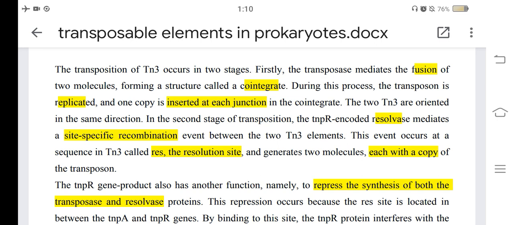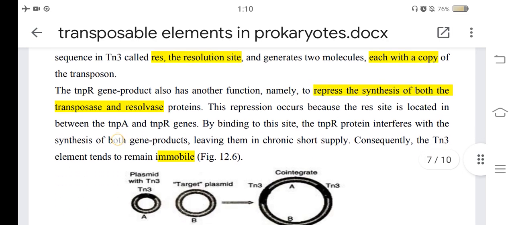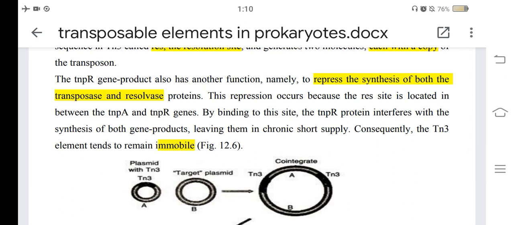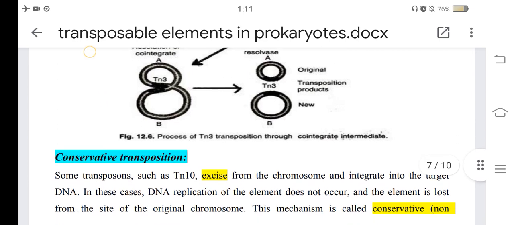copy of the transposon. The tnpR gene product also has another function, namely to repress the synthesis of both the transposase and resolvase proteins. This repression occurs because the res site is located in between the tnpA and tnpR genes. By binding to this site, the tnpR protein interferes with the synthesis of both the gene products, leaving them in chronic short supply. Consequently, the Tn3 element tends to remain immobile. So: plasmid with Tn3, target plasmid, cointegrate, resolution of cointegrate by resolvase, original plasmid and transposition products, new.